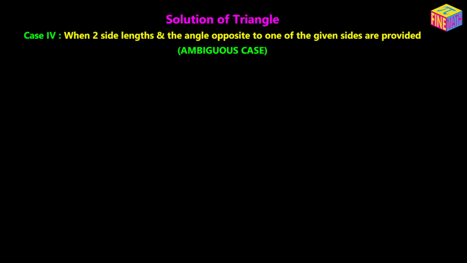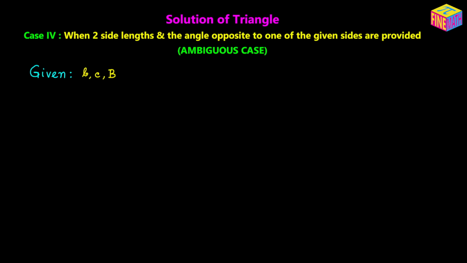Hi everyone. In this video, we are going to discuss how to solve a triangle when two side lengths and the angle opposite to one of the given sides are provided. This particular case is known as the ambiguous case because there is a possibility that we could have one solution, two solutions, or even no solutions. So let's see how all of that works.